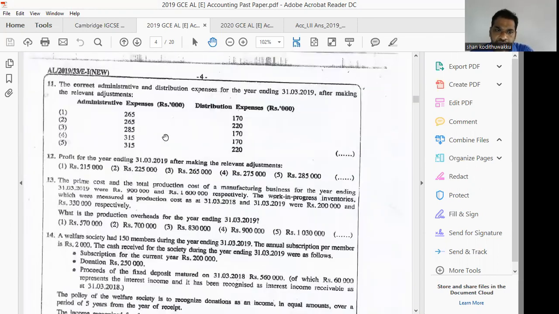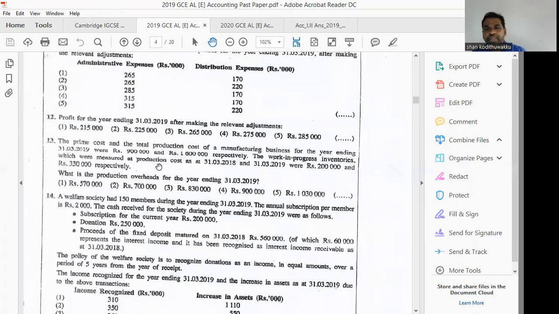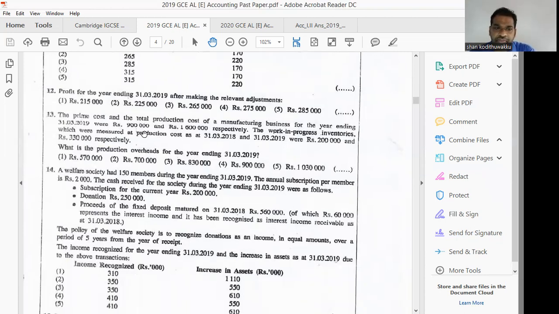Then question number 13. Question number 13 says the prime cost and the total production cost of a manufacturing business for the year ending 31st March 2019 were 900 and 1.6 million respectively. The work in progress inventories, measured at production cost as at 31st March 2018 and 31st March 2019, were 200 and 330 respectively. What is the production overhead for the year ending 31st March 2019?